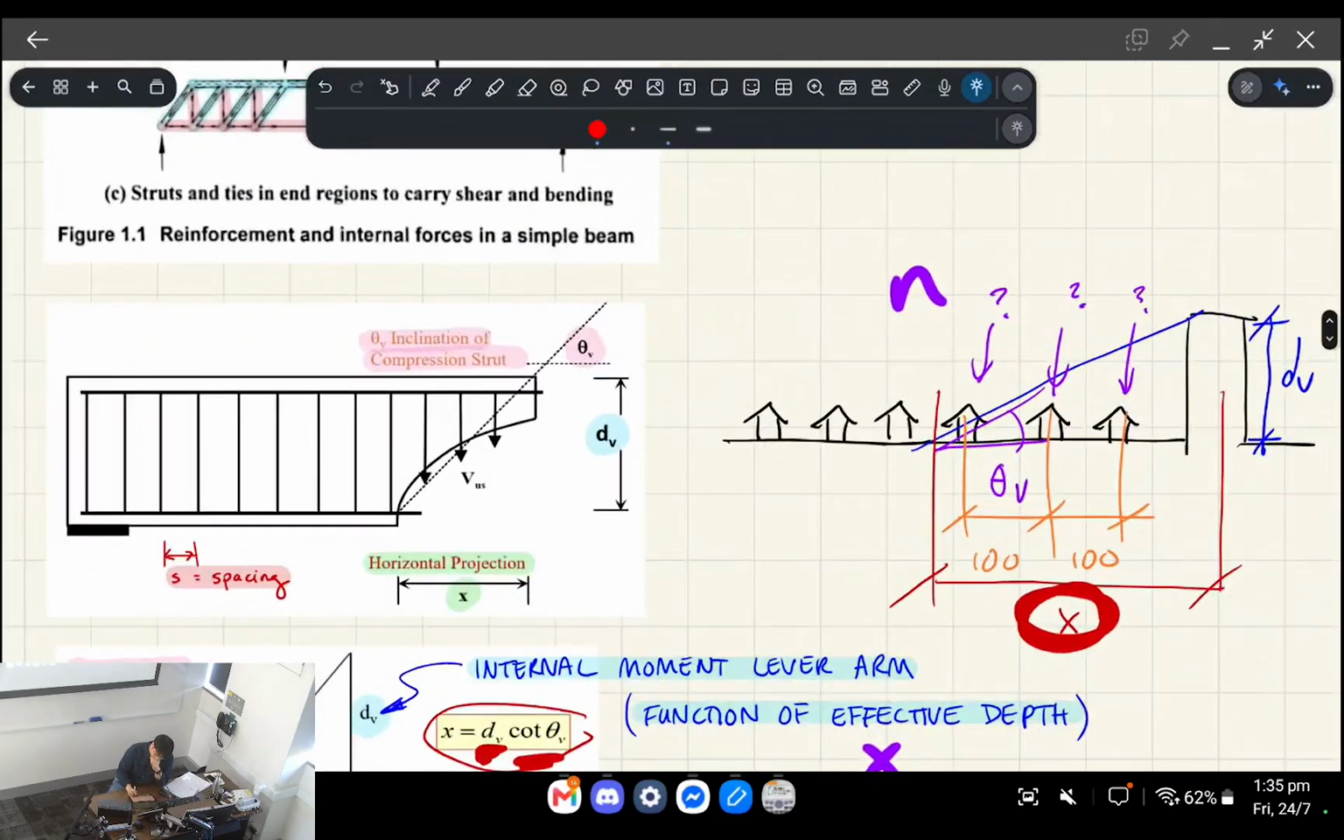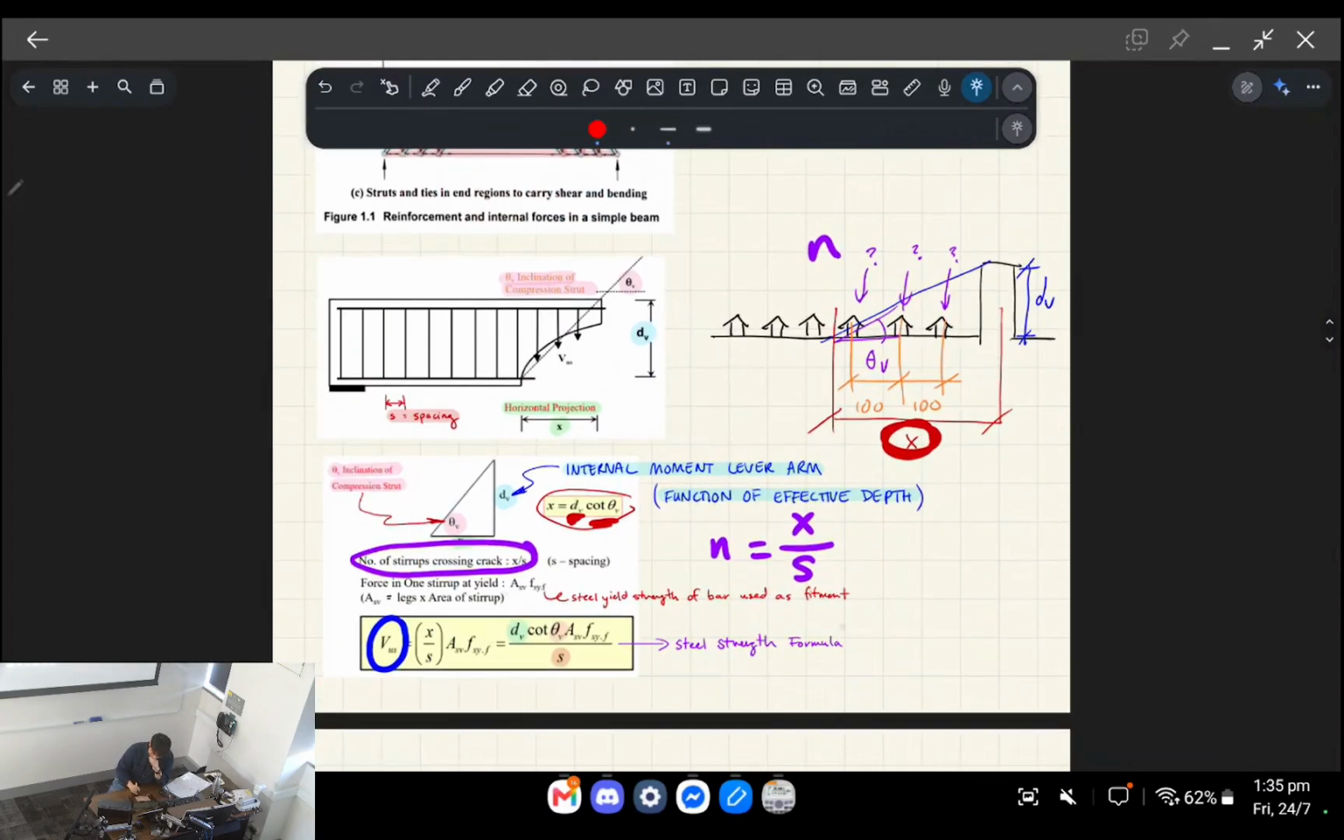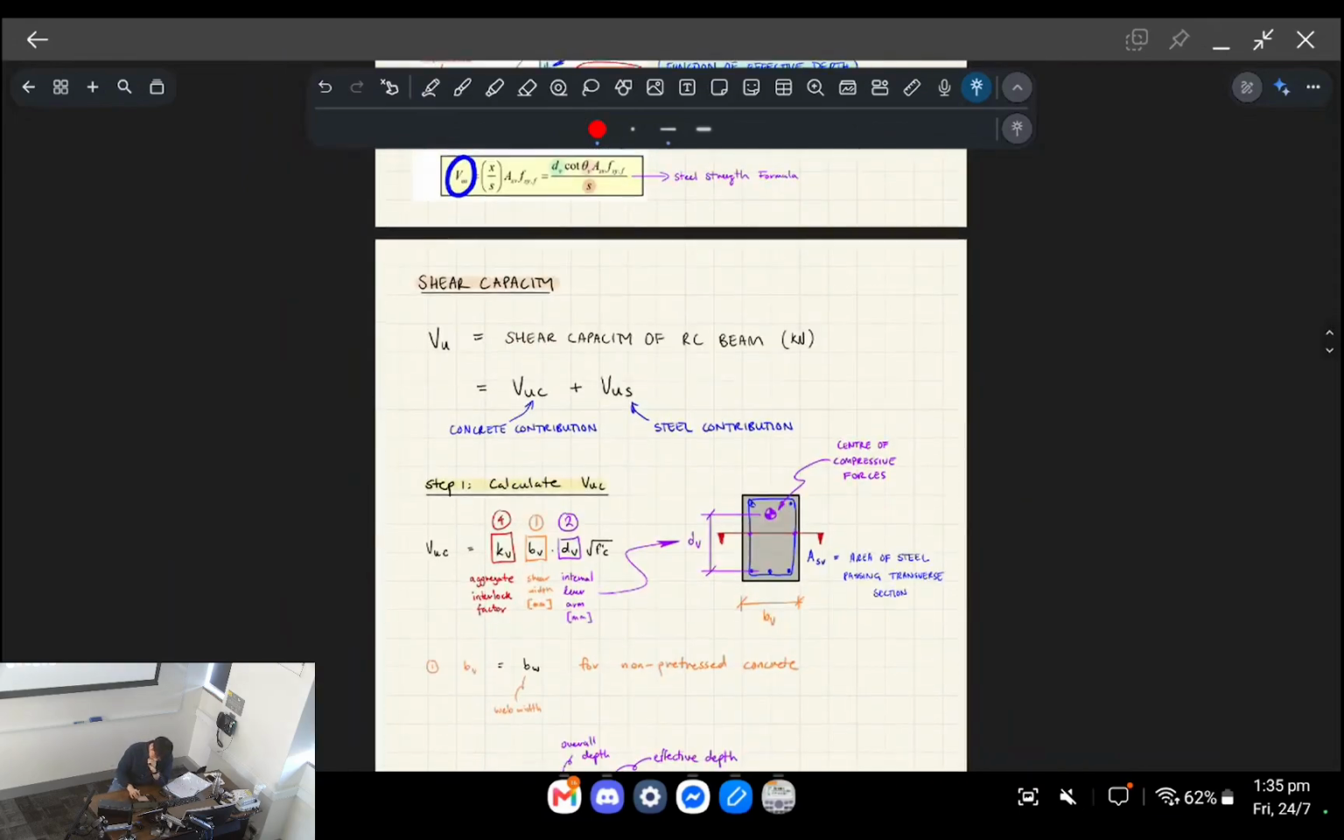Does that kind of make sense? Anyway, you'll see this formula in action later, but that's kind of where this formula comes from. It's just rearranging geometry until it makes sense. All right, but that's going to be how they find the contribution of shear strength due to the steel. Okay. All right, let's continue.